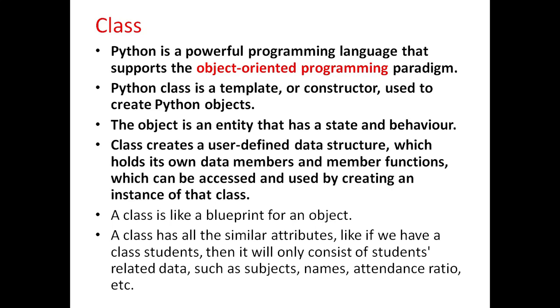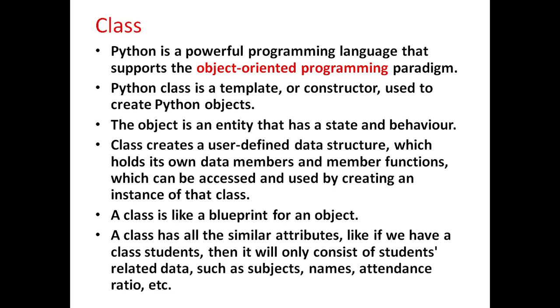A class creates a user-defined data structure which holds its own data members and member functions, which can be accessed and used by creating an instance of that class. A class is like a blueprint for an object. A class has all the similar attributes, like if we have a class student, then it will only consist of student-related data such as subjects, name, attendance, etc.